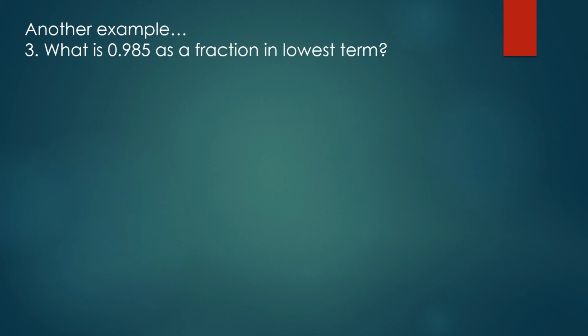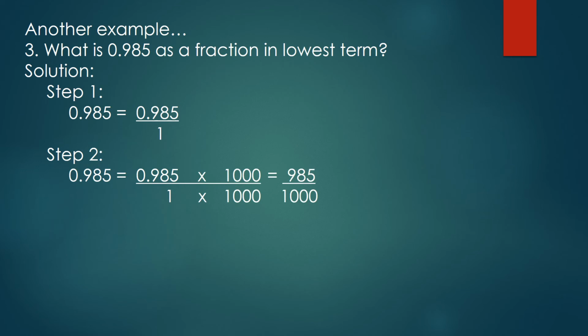Next, we have, what is 0.985 as a fraction in lowest term? Step 1, 0.985 is equal to 0.985 over 1. For step 2, let's take a look at 0.985, which is the given. The last digit is 5, which has a place value of thousandths. Kaya po, thousands ang ating i-multiply both sa numerator and sa denominator. Now, let's multiply. 0.985 times 1,000 is equal to 985. And 1 times 1,000 is equal to 1,000. So, our new fraction is 985 over 1,000.